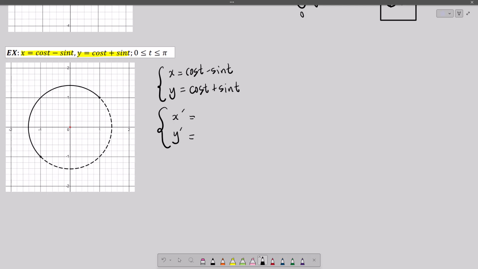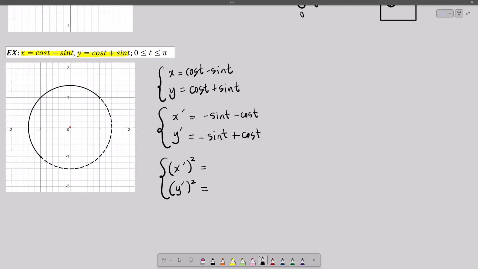So we're going to take the derivative of the x equation. We're going to get negative sine of t minus cosine of t. We're going to take the derivative of the y equation. And then we have to square them both. And before I put them inside the square root, maybe I'll just square them here because we're going to see some simplification that will help.